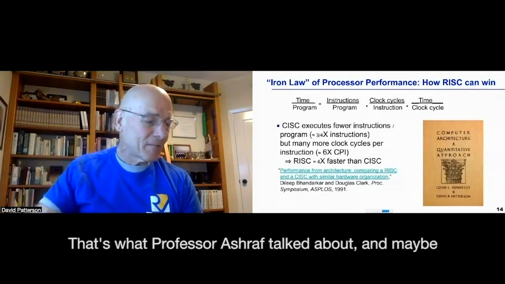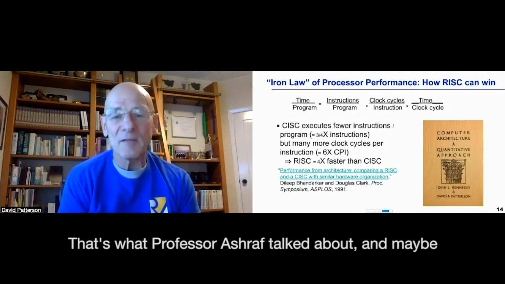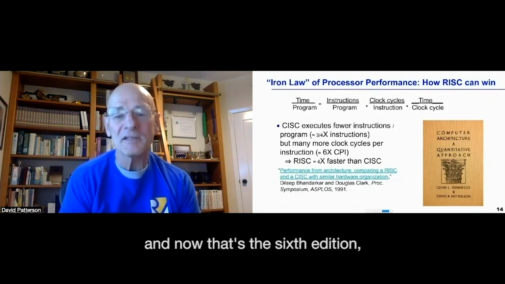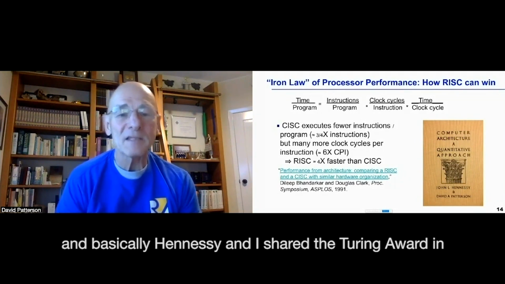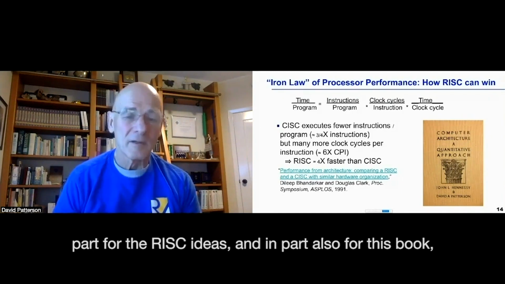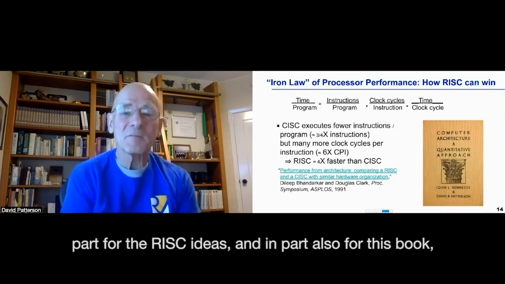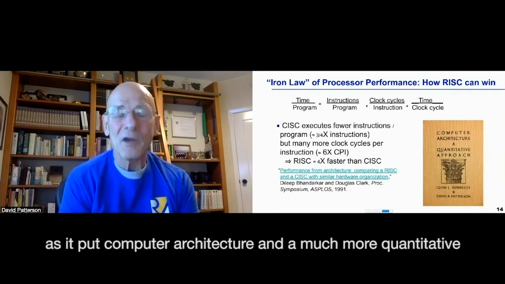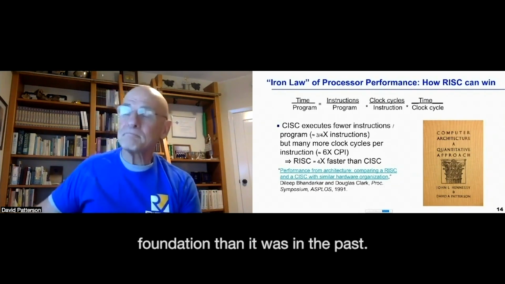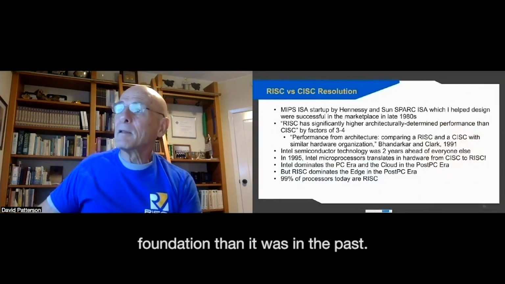That's what Professor Ashraf talked about. Maybe he has a copy of that book. That's the first edition, and it's now in the 6th edition. And basically, Hennessy and I shared the Turing Award in part for the RISC ideas, in part also for this book, as it put computer architecture on a much more quantitative foundation than it was in the past.